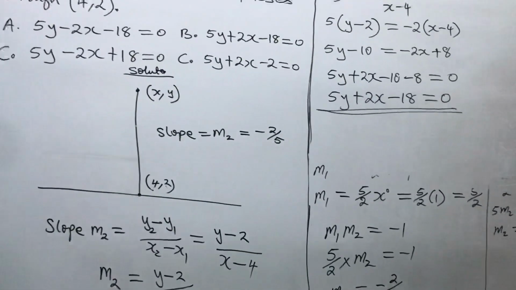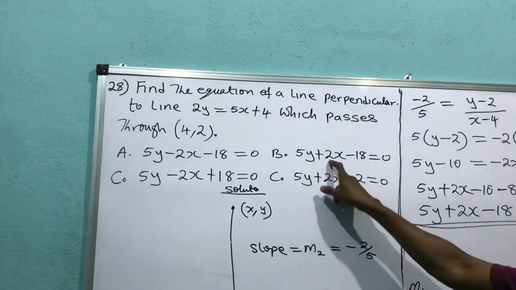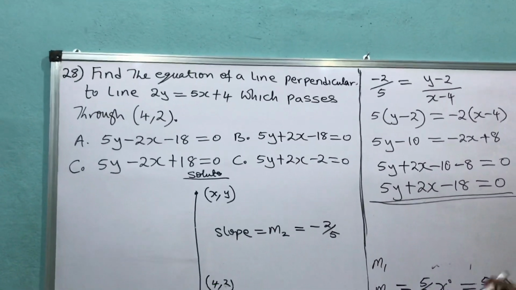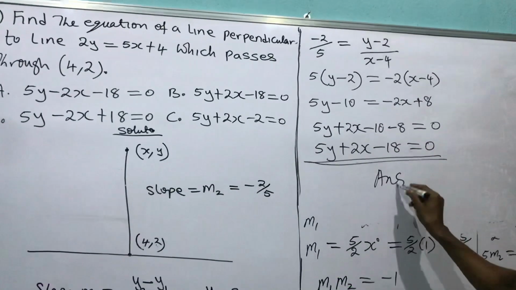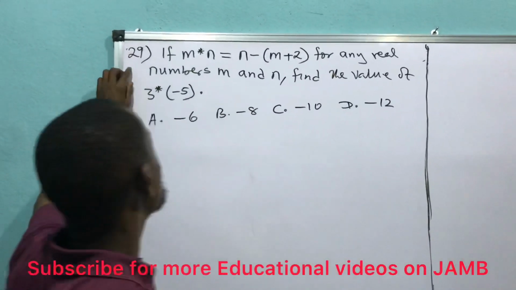Then let us look at our options to see which one is the answer. I can see it here that this is the real answer. So my answer is option B. That is question number 29.